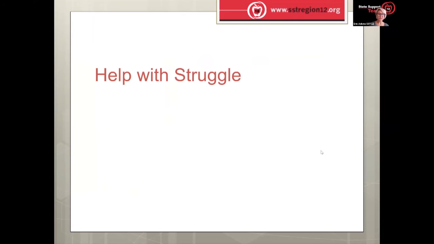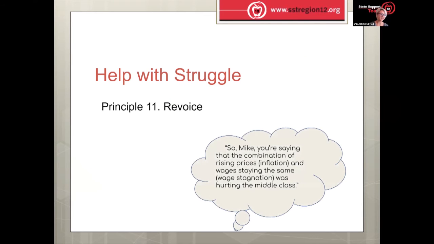Okay, so we're still on helping with struggle. Principle 11 is revoicing. So when your students are grappling with an idea or their explanations are just very general or very vague, we want to revoice to paraphrase or even extend upon their answer. And also what's essential about revoicing is to really infuse that academic language into that and to teach other students to be able to do this as well. So it's great for the teacher to be able to revoice and infuse that academic language, but to get students to the point where they are able to do that for each other.